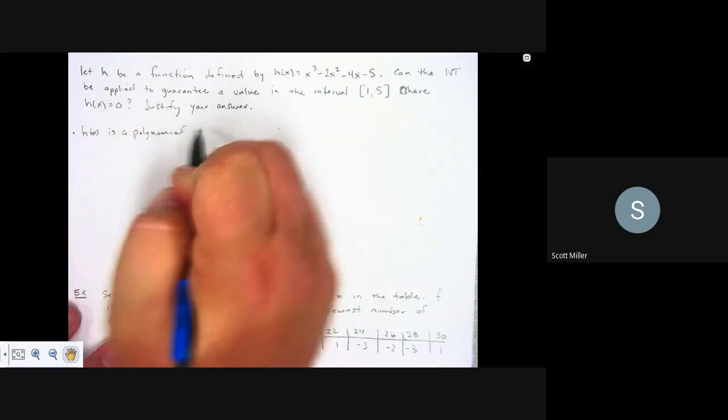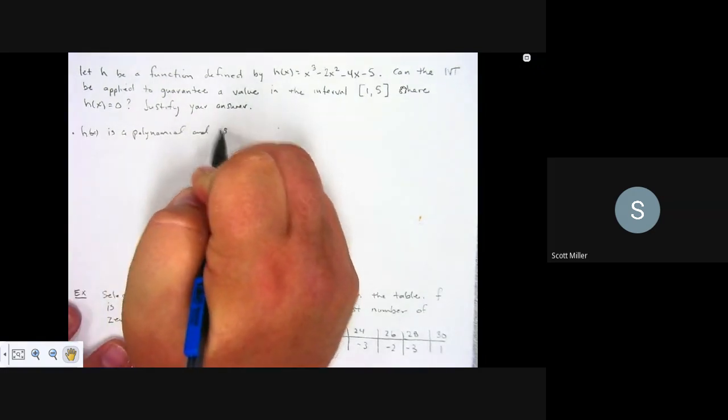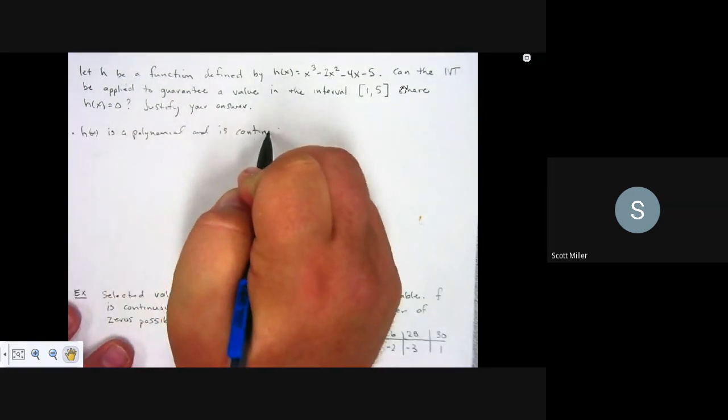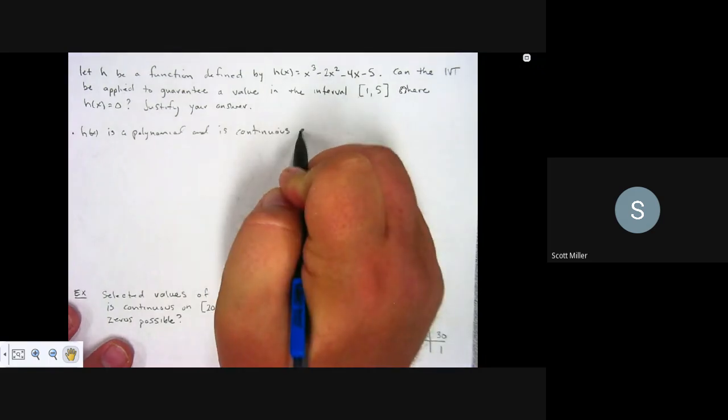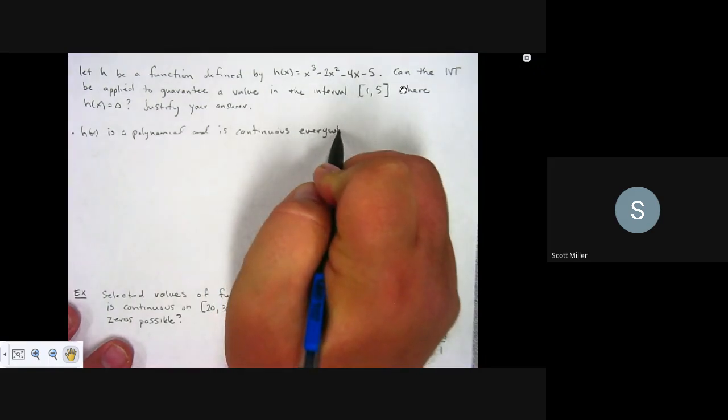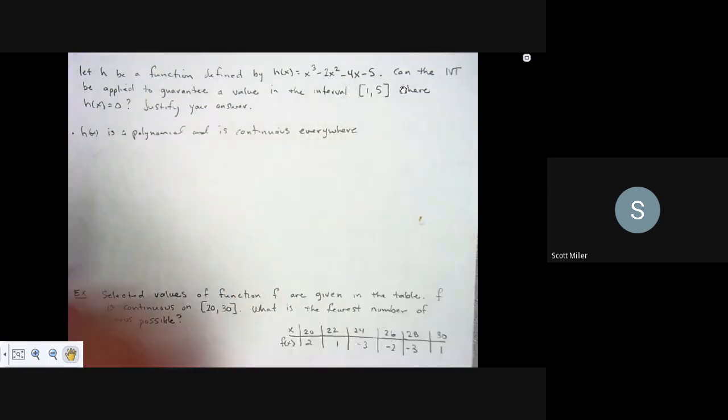h of x is a polynomial and is continuous everywhere. When I say everywhere, that means it's continuous on the entire number line from negative infinity to positive infinity.